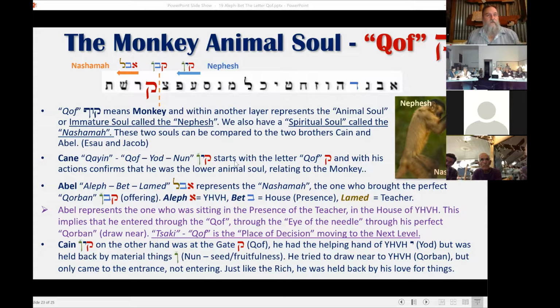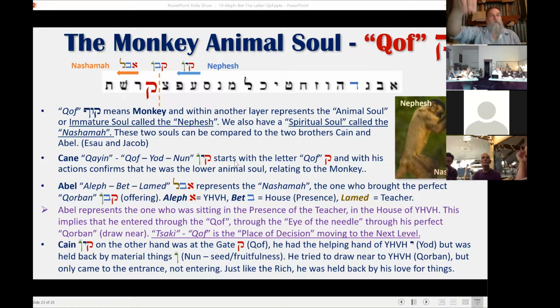Esau was the man of the field. He was hunting in the field. Yet again, the house is where the presence is. The source of Esau's food came from the field. The field is depicted by the world. The house is depicted by the presence of the king. So we see the difference between the neshama and the nefesh and the conflict between those.